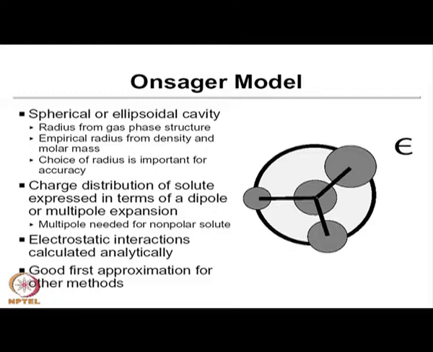Electrostatic interaction means the electrostatic force of interaction, that is your Coulomb force. Whatever calculation is required is calculated analytically, and it is a simplified model. Although it is approximate, this simplified model has been found to be very good in many cases. Okay, this is your Onsager model, the Onsager reaction field.